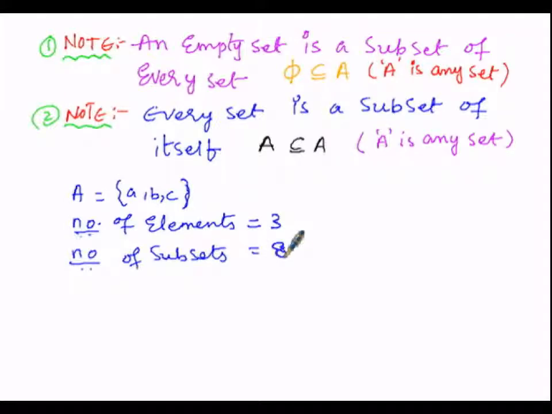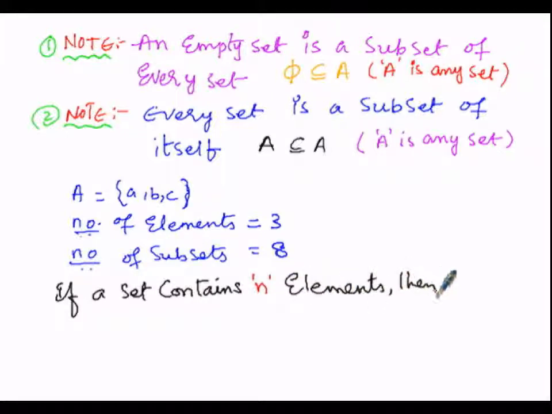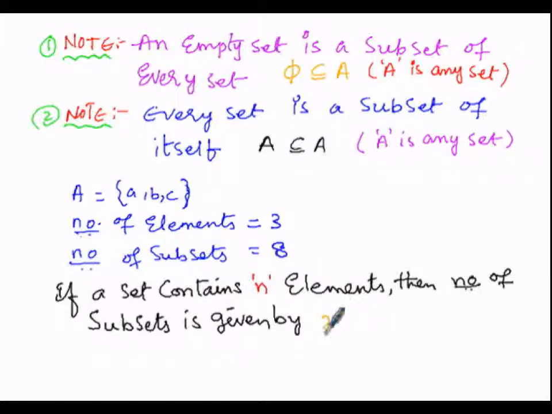Therefore we can write it as: if a set consists of n elements, then the number of subsets is given by the formula 2 to the power of n. So if a set contains n elements, then the number of subsets is given by the formula 2 to the power of n.